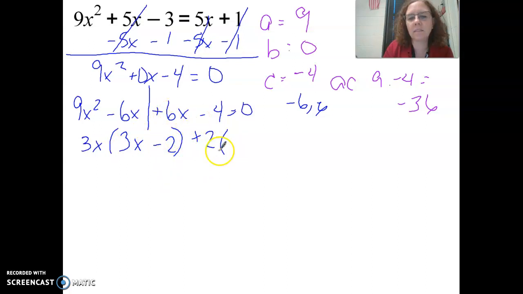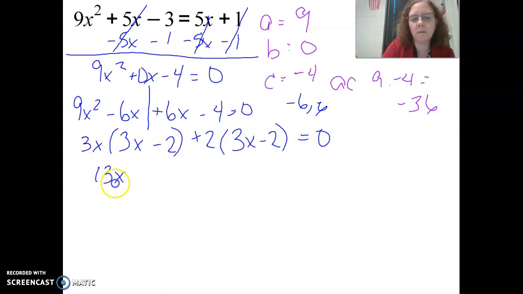And now I'll divide. 6 divided by 2 is 3. Bring down the x. 4 divided by 2 is 2. Remember that equals 0 just stays over there on the end. What's in the parentheses is the same. So that's going to be my first one. And then what's outside the parentheses is the second one. In this case, 3x plus 2.